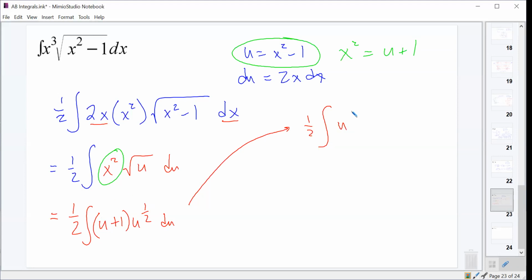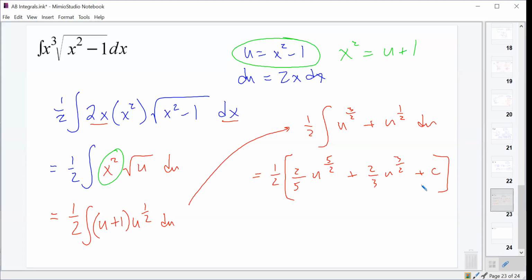So u times u to the 1/2 is u to the 3/2. And then 1 times u to the 1/2 is u to the 1/2. And now that it's all just a bunch of variables to a power plus other variables to powers, we can just use the power rule. So this is 1/2, and then this becomes, what does the u to the 3/2 become? Should be 2/5 u to the 5/2 plus 2/3 u to the 3/2 plus our constant. Everybody agree with that?